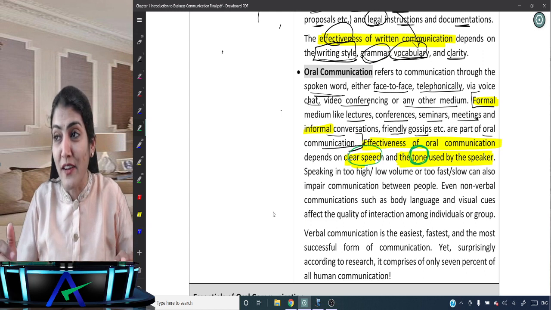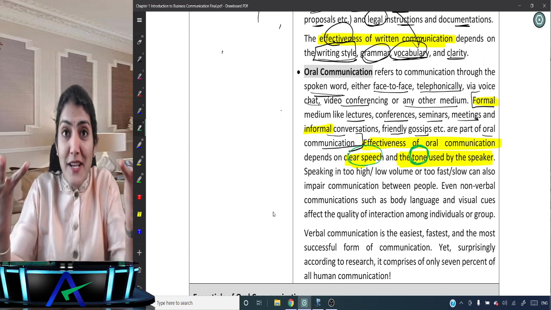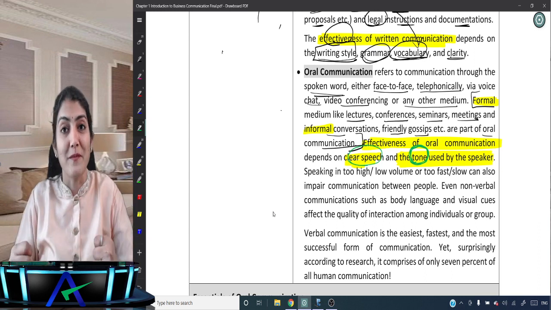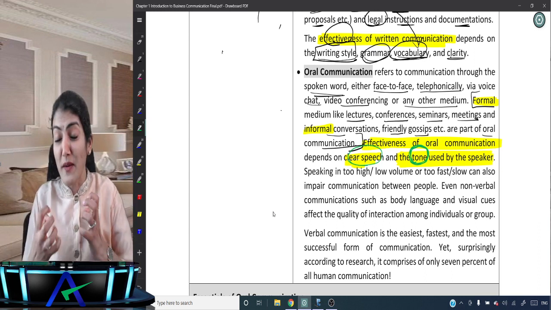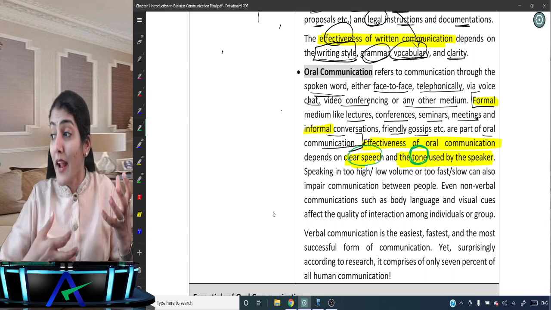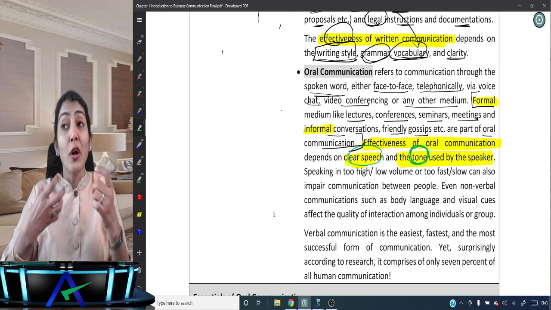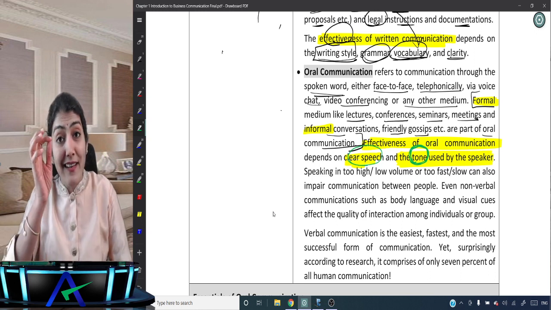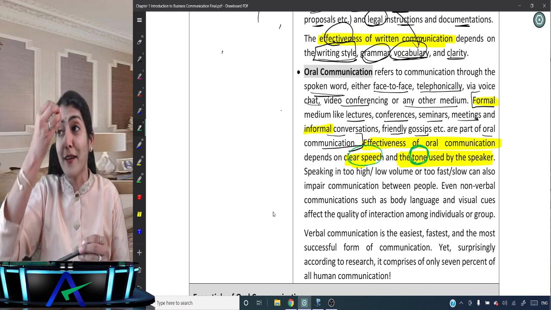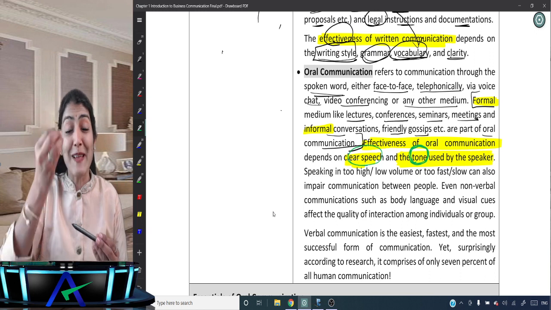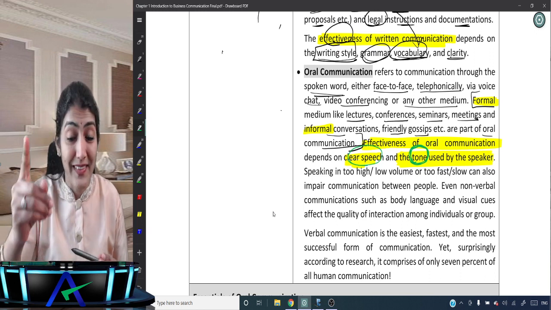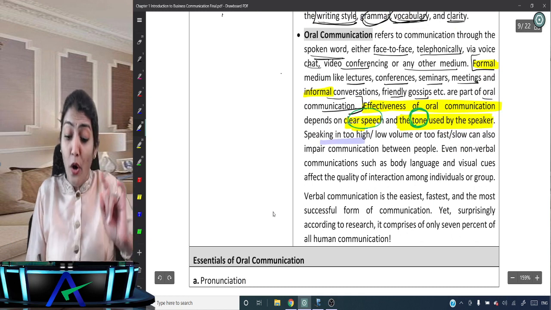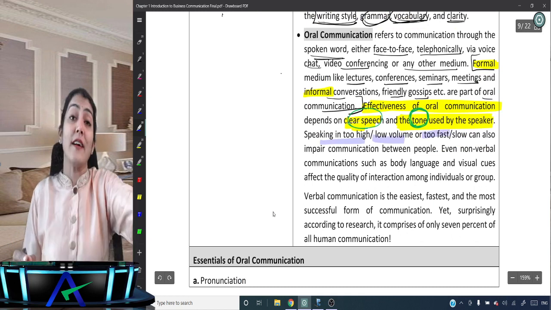Then it actually has to come. Now what went wrong? I failed in two subjects. Something went wrong, tears coming down. So there has to be a mode, a tone of the communication when you are having oral communication, like clear speech. And it's most important, whether it is good or bad news, the first thing is to be clear. And then the tone used by the speaker: speaking in too high or too low volume, or too fast.